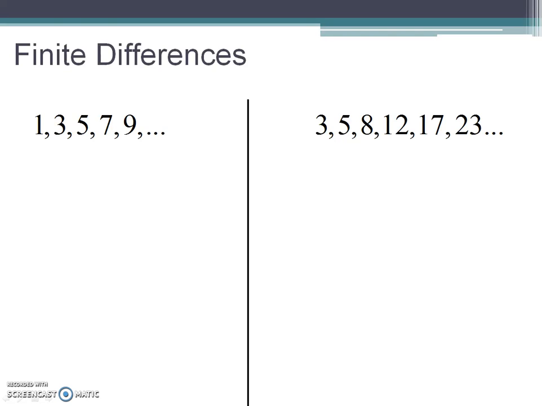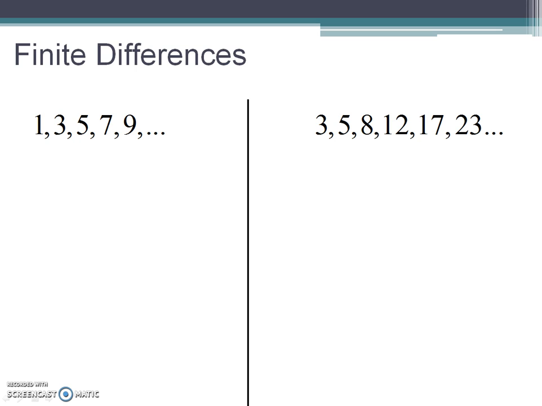In this video, we'll discuss how to use the method of finite differences to write rules of sequences that are greater than linear. In other words, that are maybe quadratic or cubic. So basically not arithmetic sequences, not geometric sequences, but higher order functions.